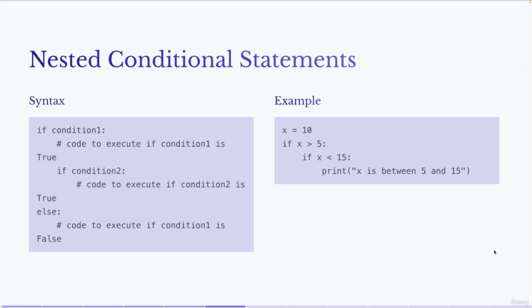On the right side, you see we have a variable x with a value of 10. We see we have our first if statement, if x is greater than 5. And then within that if block, we have another if statement, if x is less than 15. You can always make things more complicated depending on what you're trying to model in the real world.